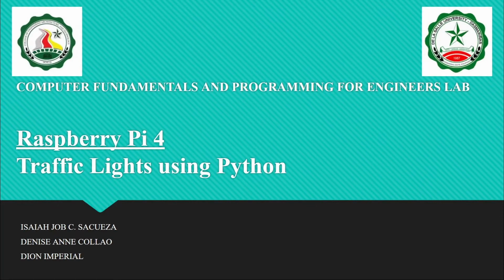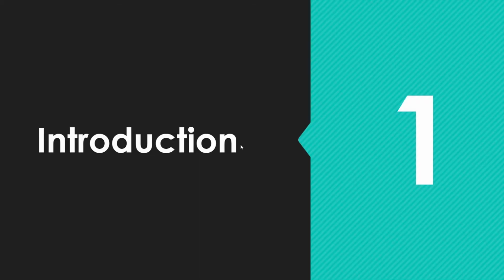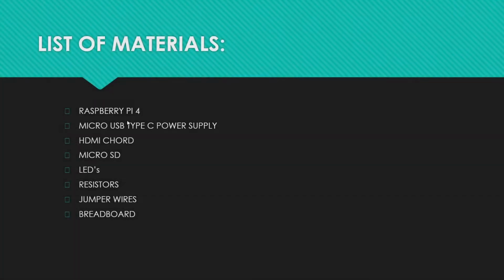Hey guys! On this video, we're going to create our own traffic light using Raspberry Pi 4 and Python. The point of this video is to help other people who want to learn this kind of project using Raspberry Pi. So let's start. Here are the materials we need. Raspberry Pi 4, micro USB Type-C power supply, HDMI cord, micro SD, LED lights, resistors, jumper wires, and breadboard.